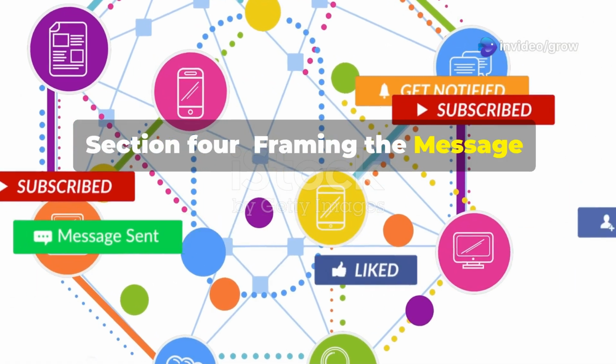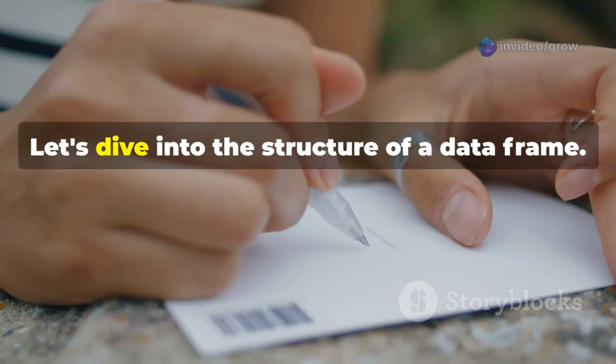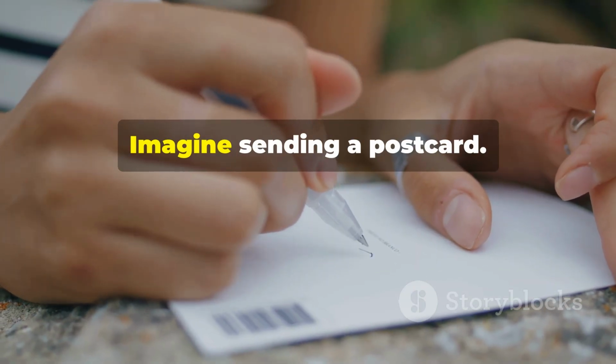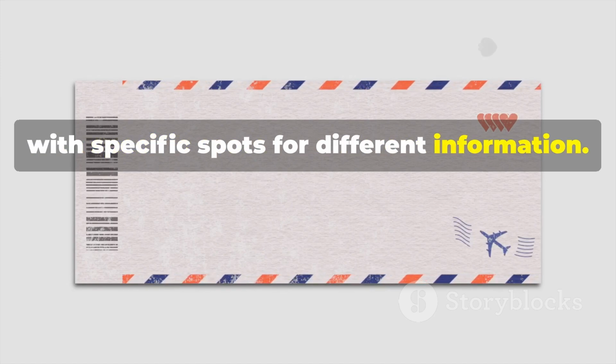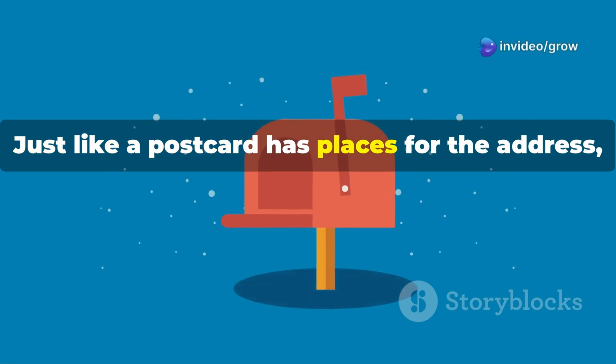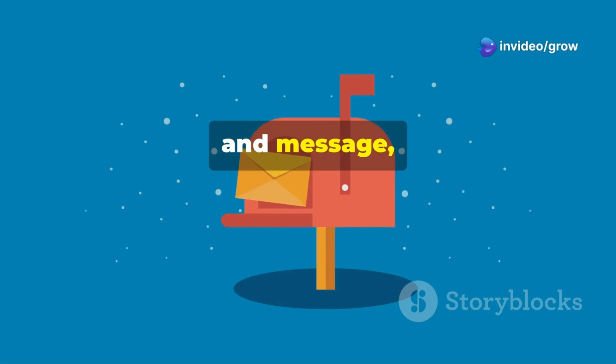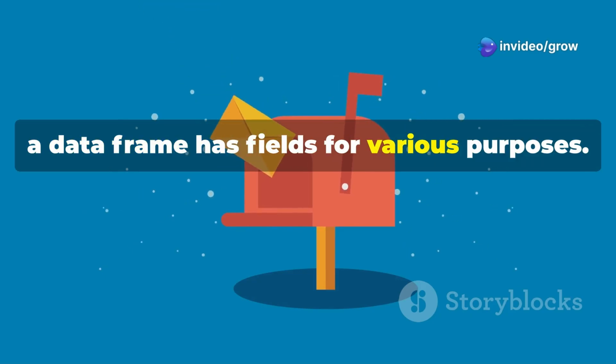Section 4. Framing: the message structure of a data frame. Let's dive into the structure of a data frame. Imagine sending a postcard. The frame is like the postcard with specific spots for different information. Just like a postcard has places for the address, stamp, and message, a data frame has fields for various purposes.